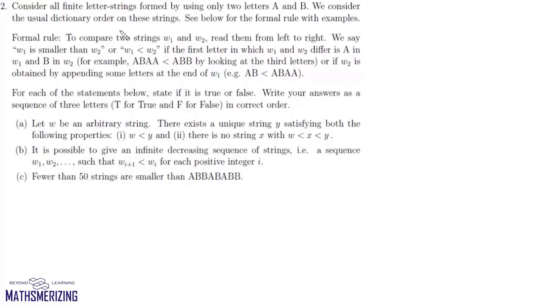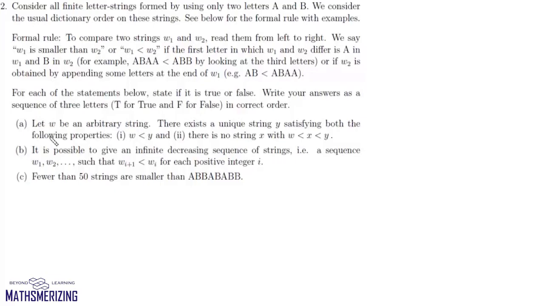Now question number 2 is, consider all finite letter strings formed by using only two letters A and B. We consider the usual dictionary order on these strings. Now the formal rule is, to compare two strings W1 and W2, read them from left to right. We say W1 is smaller than W2 if the first letter in which W1 and W2 differ is A in W1 and B in W2. Now for each of these three statements below, we have to find if they are true or false.